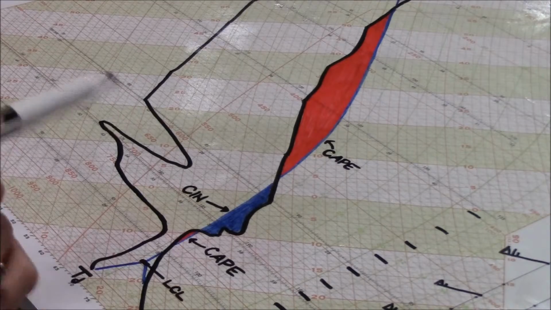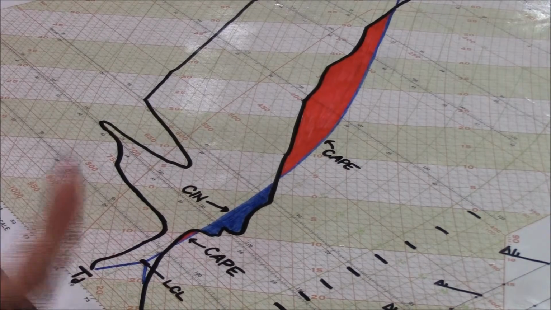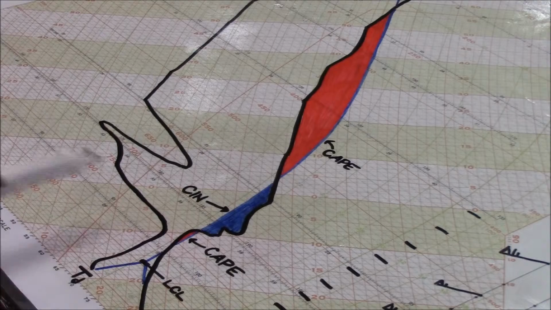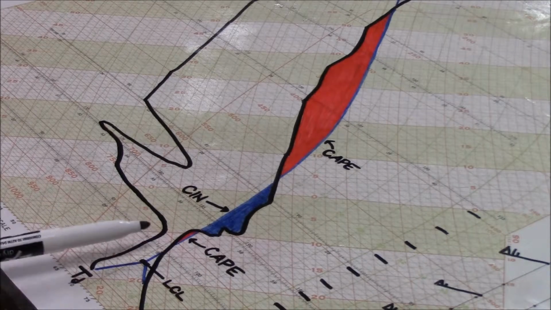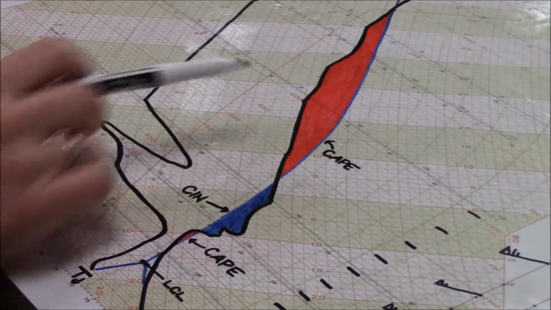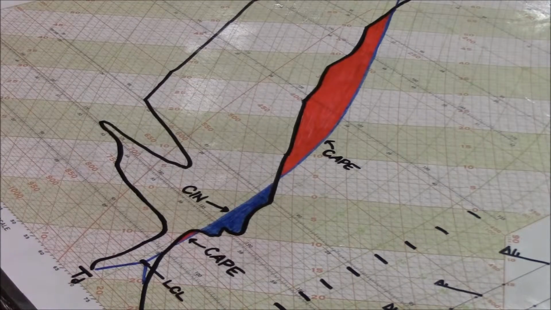Then CAPE is convective available potential energy. So CAPE, we have 2 areas of CAPE on this skew-T, this little red part and this larger red part. These 2 areas are where you have a lot of instability in the atmosphere.